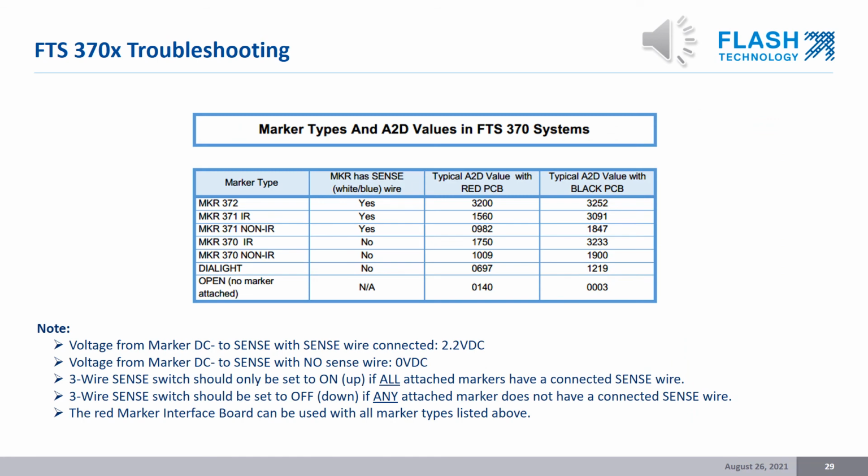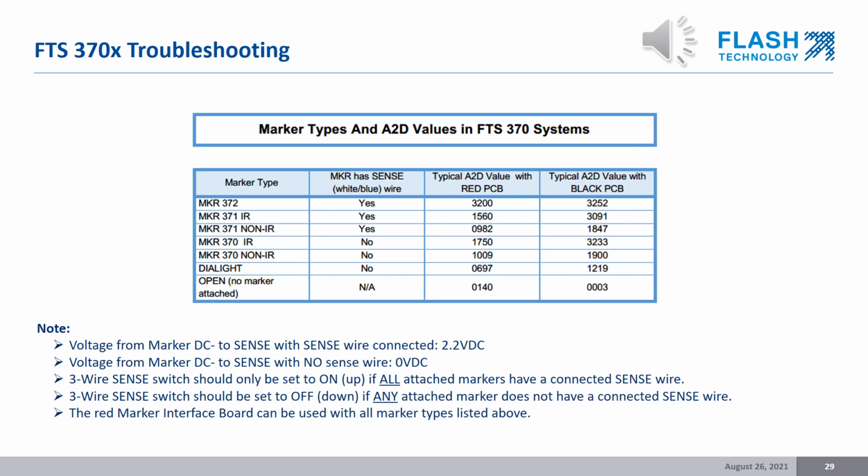View the chart and note the changes of the A to D values which have occurred with a new rev. The voltage from DC negative on the marker pin to the sense should be 2.2 volts DC. If no wire is connected to the sense pin, the voltage should be 0.